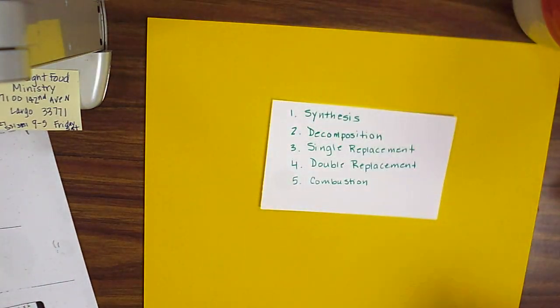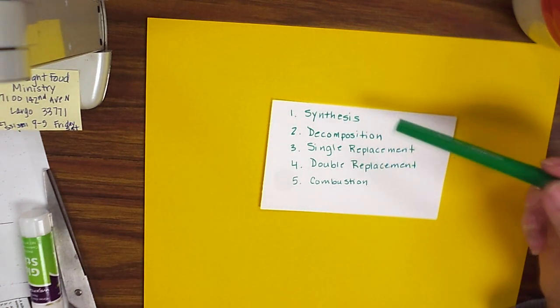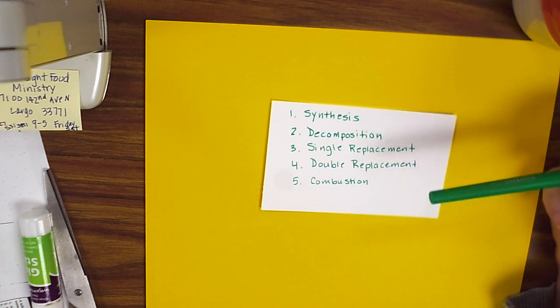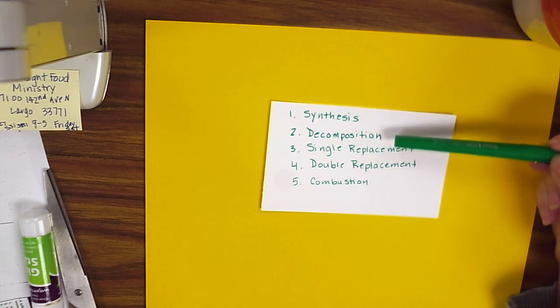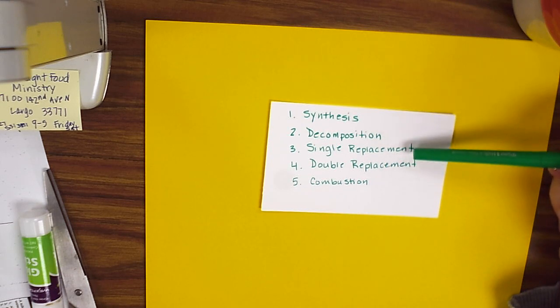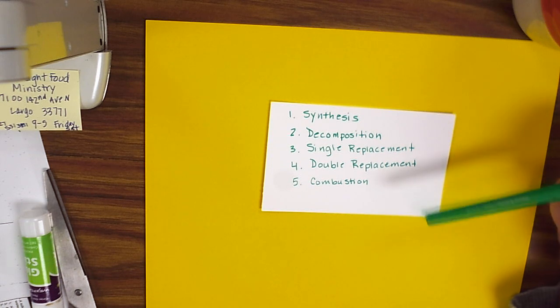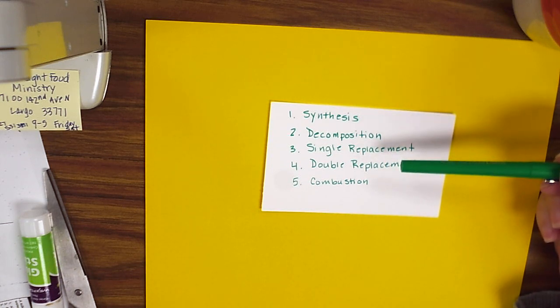All right, so what we're gonna be doing is doing the foldable to learn how to identify and predict the products for a synthesis reaction, a decomposition reaction, a single replacement reaction, a double replacement reaction, and a combustion reaction. These are 5 types of reactions.